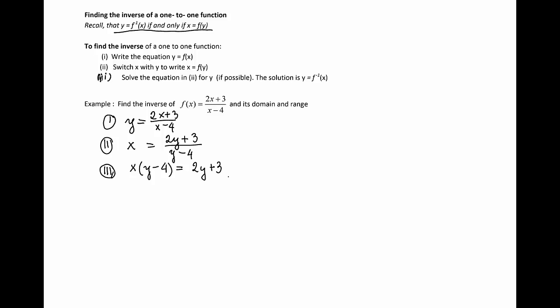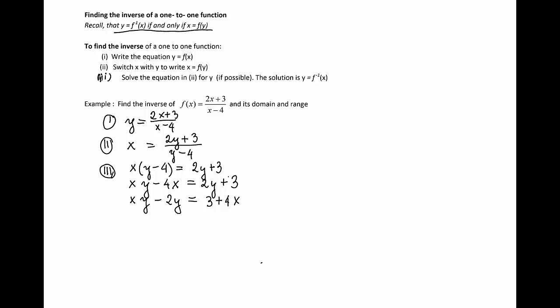The second step will be to eliminate the parentheses, and therefore we'll use the distributive property. Then we'll group the terms with y on one side and the terms without y on the other side. So xy stays on the left, 4x will go on the other side, 2y is going to come to the left, and on the right we'll have 3 plus 4x.